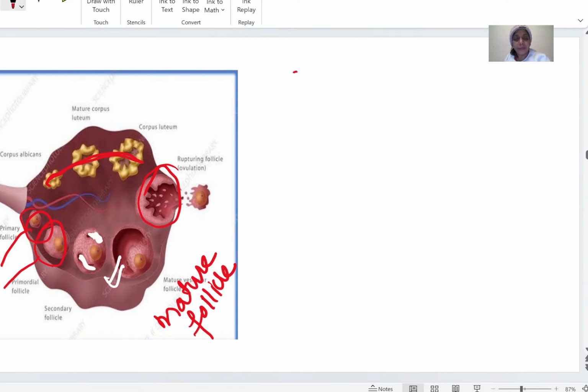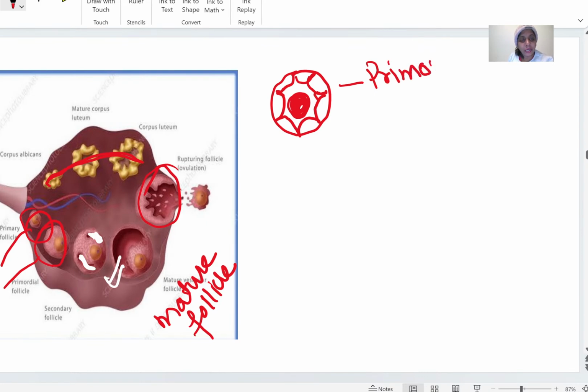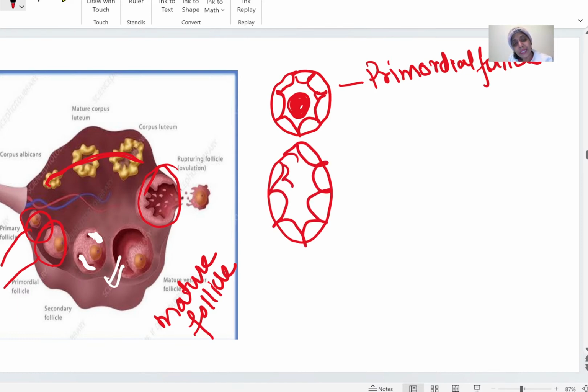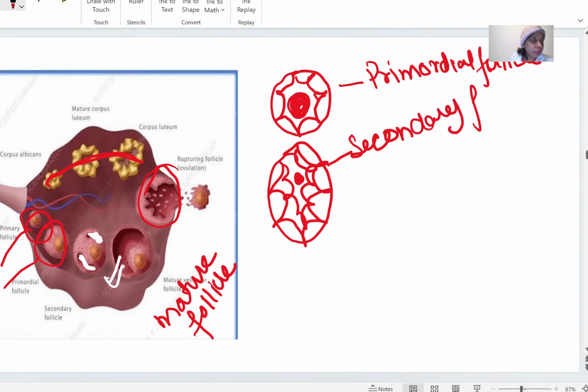प्राइमरी फॉलिकल क्या होता है? प्राइमरी फॉलिकल इज ऐसे एक लेयर ऑफ सेल्स बाहर और अंदर ऊसाइट. दिस इज द प्राइमरी फॉलिकल. ठीक है, प्राइमोडियल follicle when only one layer of cell is outside. Okay. And what is secondary follicles? When two layers of cells are outside, it is secondary follicle, and between it is oocyte. This is secondary follicle. Okay. They are labeled wrong in the diagram.